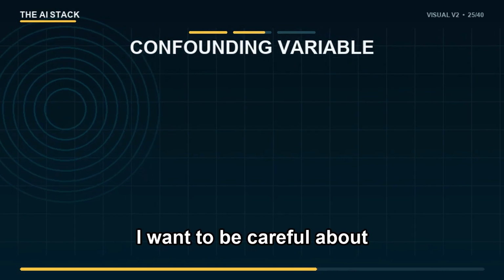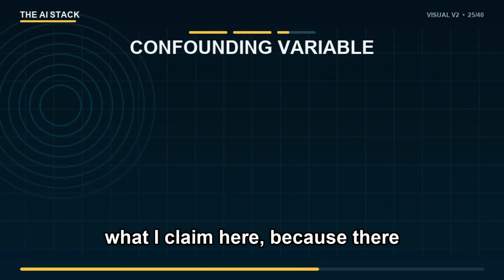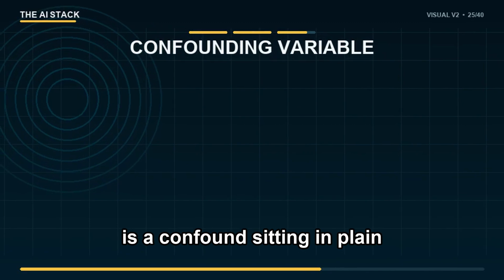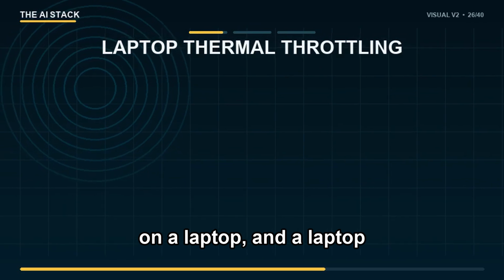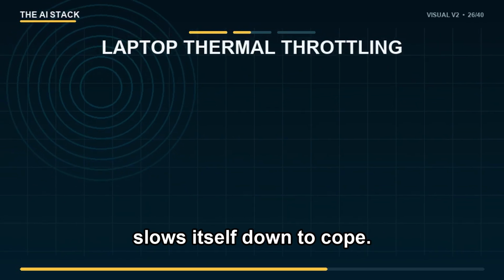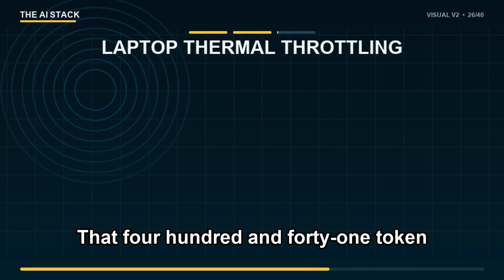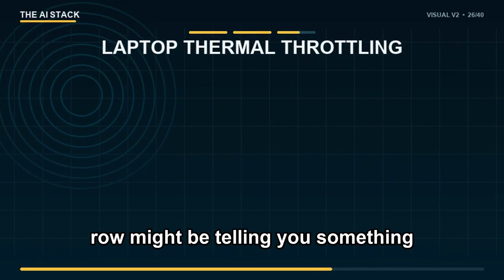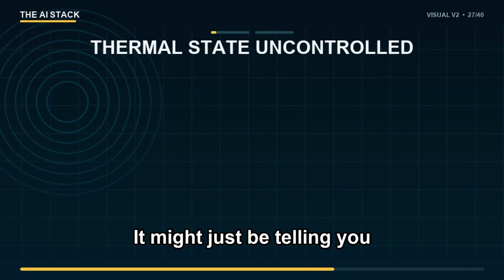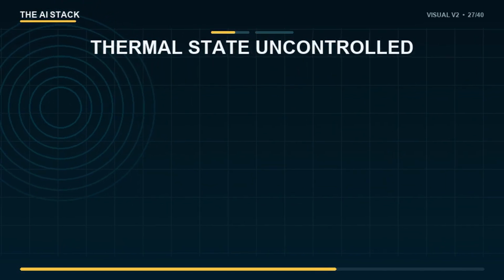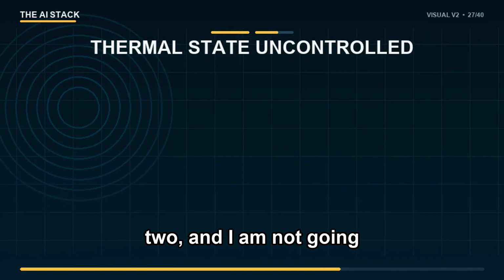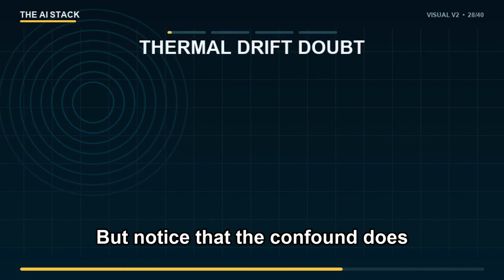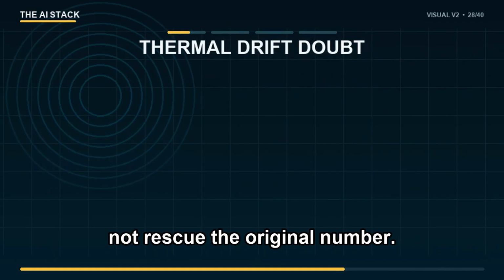I want to be careful about what I claim here, because there is a confound sitting in plain sight. These runs happened back to back on a laptop, and a laptop under sustained load gets hot and slows itself down to cope. That poor 141 token row might be telling you something about MLX. It might just be telling you that the machine was warm. I did not control for thermal state, so I cannot separate those two, and I am not going to pretend otherwise. But notice that the confound does not rescue the original number.